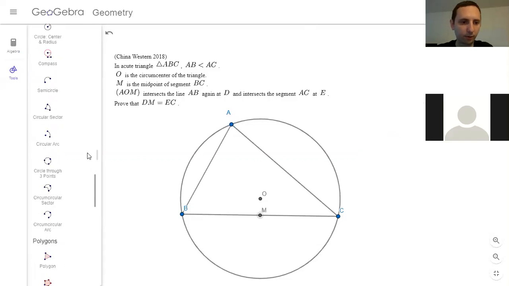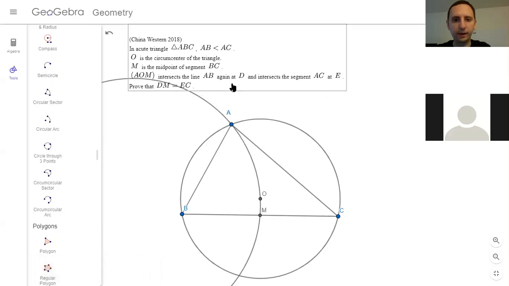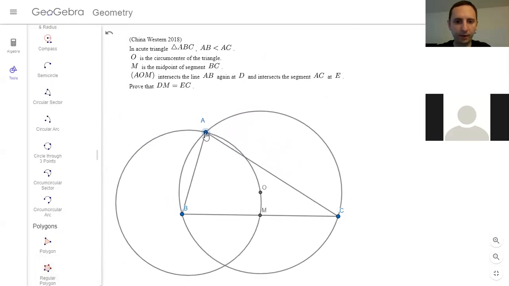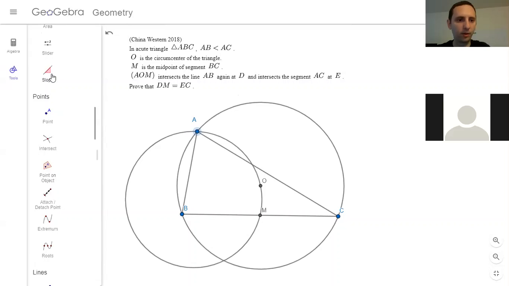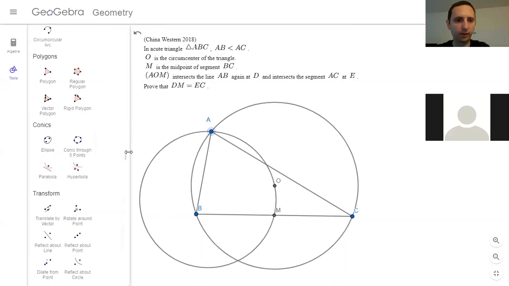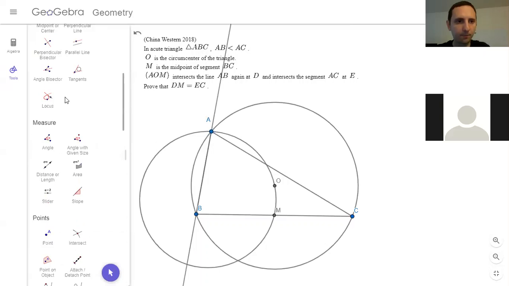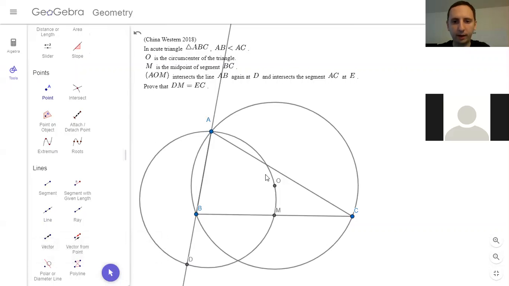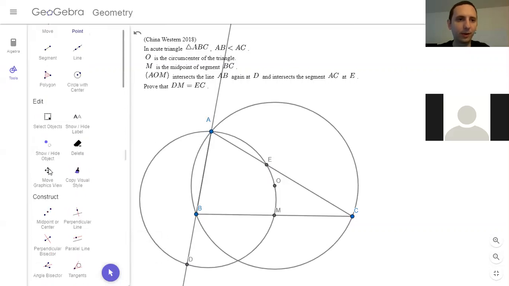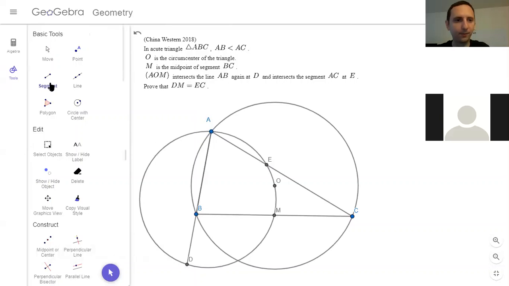So we draw the circle through A, O and M, and it intersects the line AB again at D and AC at E. So I'm going to want to draw a triangle kind of like that. Let me make this easier myself. Okay, so it intersects AB at D and AC at E. That's nice, I didn't have to rename the points. And we want to show DM equals EC.